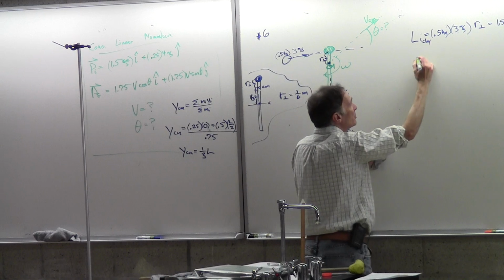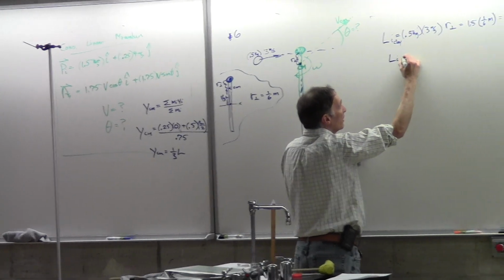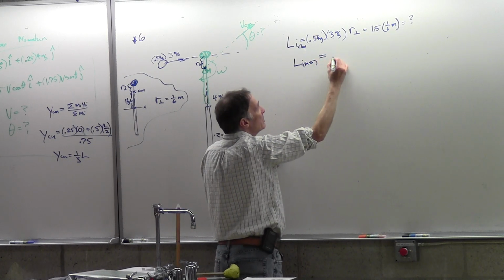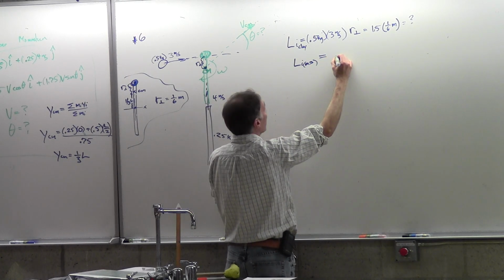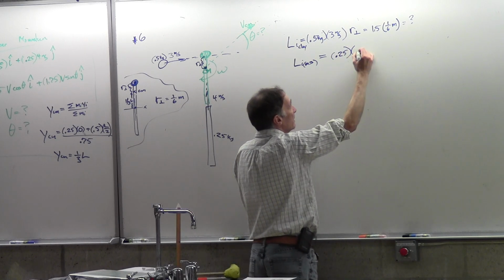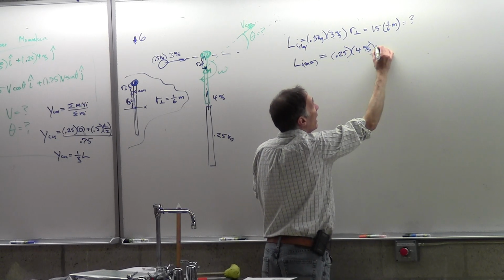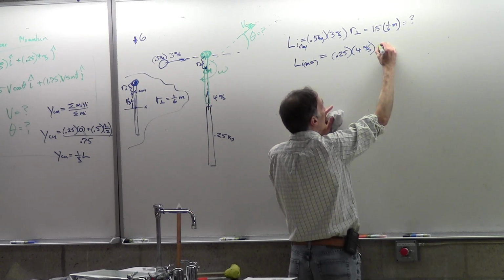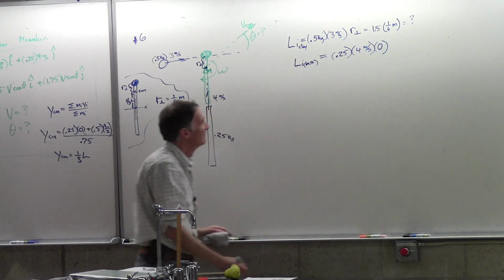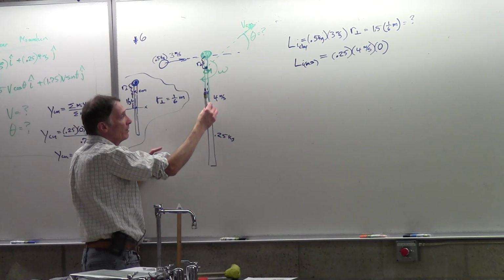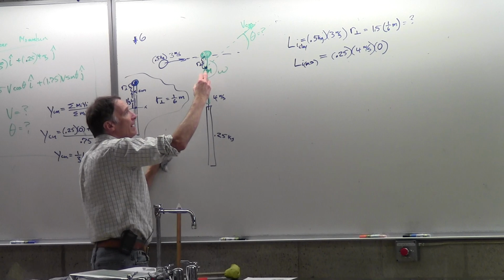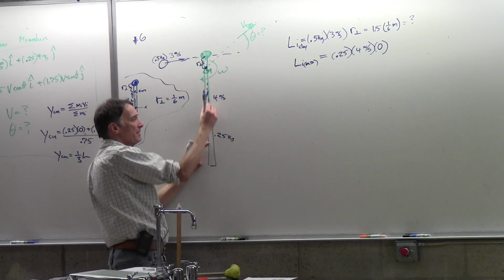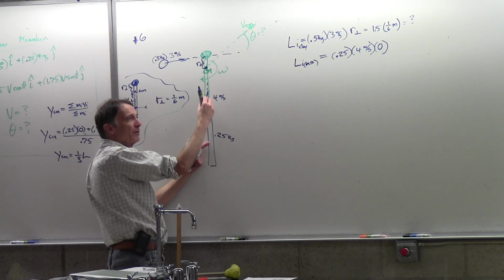And so L initial for the meter stick is going to be its mass of 0.25 times its velocity of 4 meters per second, times its r perpendicular of 0. If you don't like that argument, you could also say that r is coming here and mv is in the opposite direction. They differ by 180 degrees.